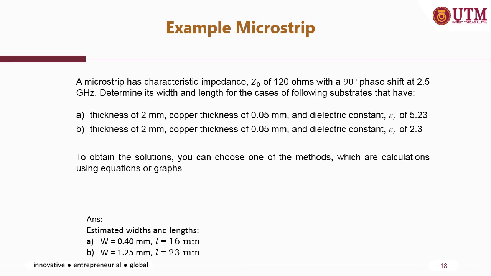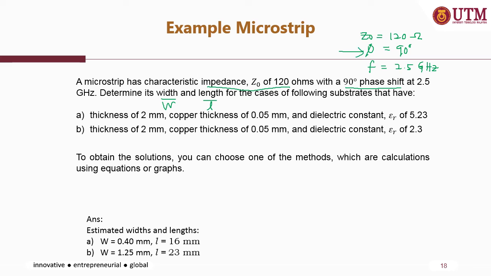Okay, let's look at an example on a microstrip transmission line. Given the microstrip that has characteristic impedance Z0 equal to 120 ohm, with a 90-degree phase shift, so you have phi equal to 90 degrees at f equal to 2.5 gigahertz. Determine its width and length, W and L, for the following cases. Now again you have two different substrate materials. I think the steps are more or less the same as the strip line.